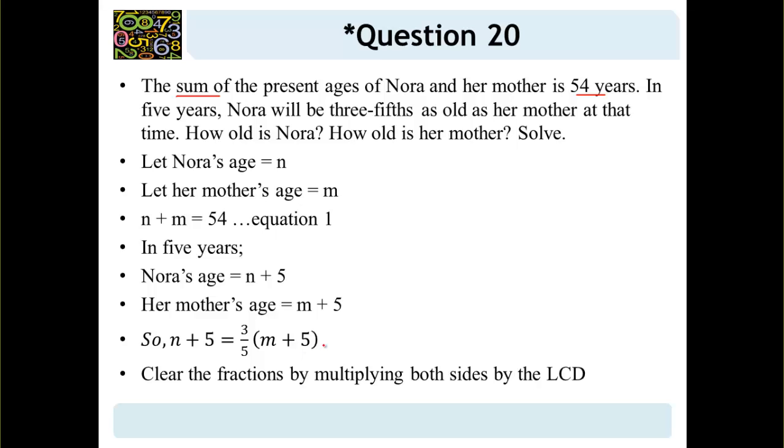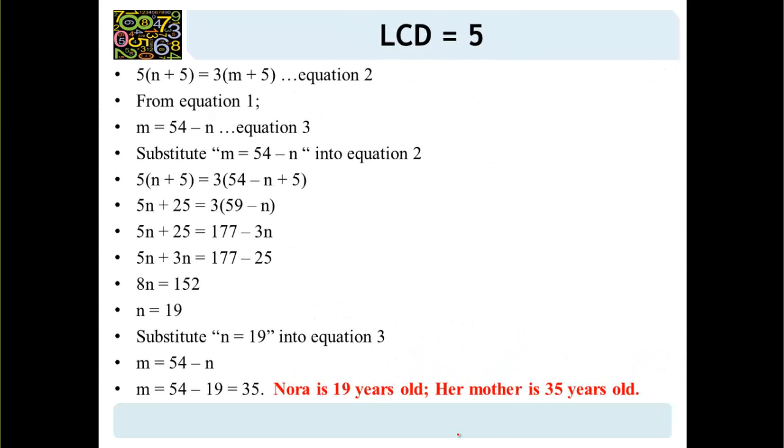And then you can solve this first by clearing the fractions. And how do you clear the fractions? By multiplying both sides by the LCD. Of course, the LCD here is 5. So multiply both sides by 5. Right? And when we do that, we now have that equation. When we solve the equation, we find out that Nora is 19 years and her mother is 35 years.